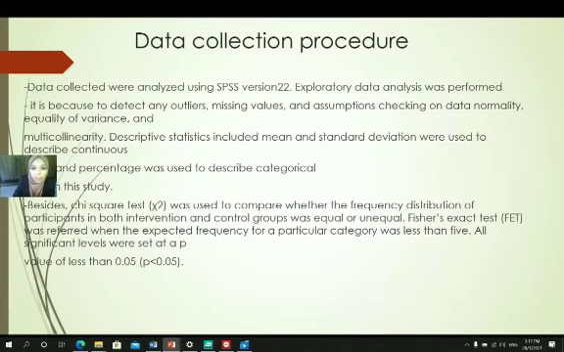Alright, now we go to the data collection procedure. The data collected were analyzed using SPSS, and then exploratory data analysis was performed to detect any outliers, missing values, and to check assumptions of data normality, equality of variance, and multicollinearity. Descriptive statistics including mean and standard deviation were used to describe continuous data, and percentages were used to describe categorical data. Chi-square test was used to compare whether the frequency distribution of participants in the intervention and control groups was equal or unequal, and Fisher's exact test (FET) was used when the expected frequency for a category was less than 5. All significance levels were set at a p value of less than 0.05.